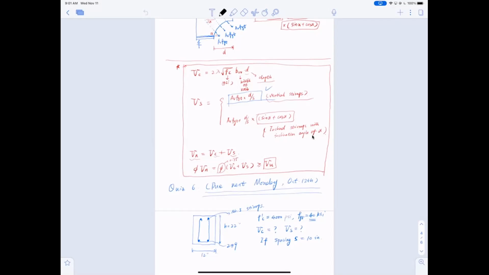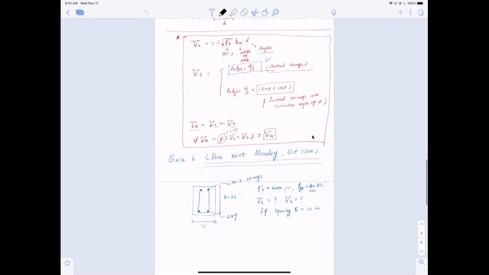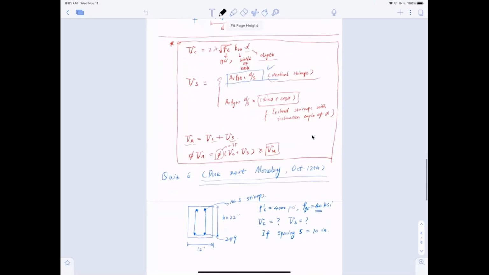There's an irregular section, T-beam basically, and there's shear, and there's a one-way slab, and there's serviceability. We're talking about moment of inertia and cracked moment of inertia for the sections. Okay, so these are the problems.